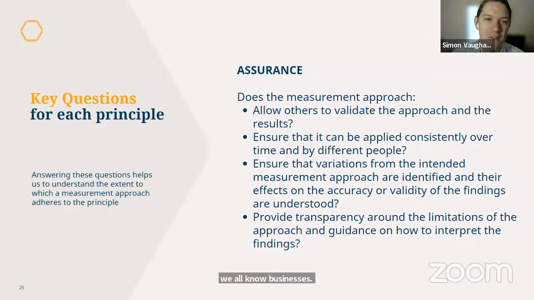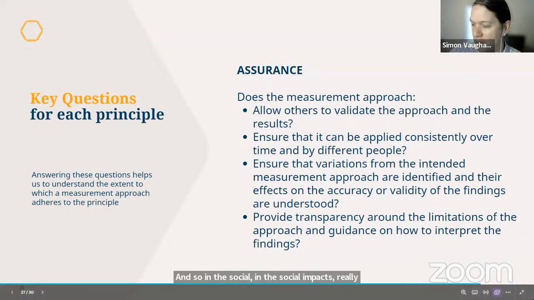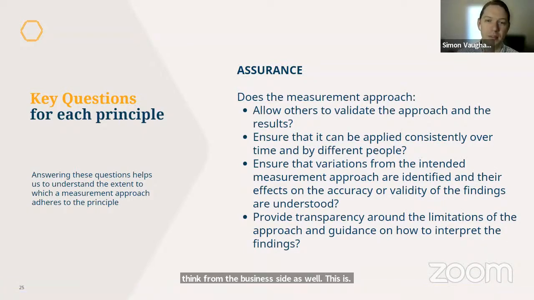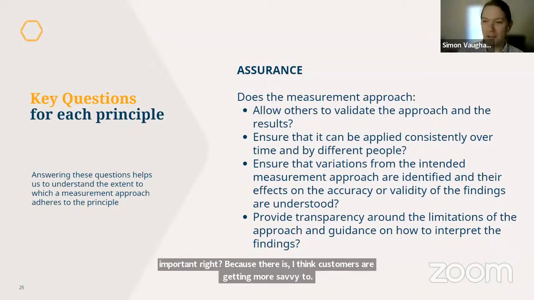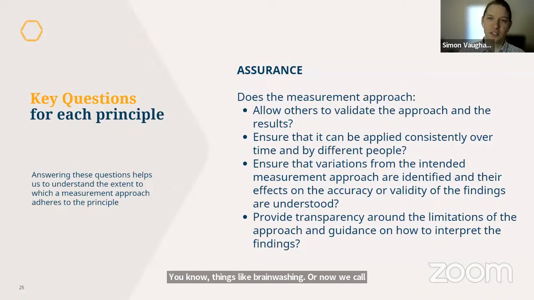So, in social impact, it's really important that things can actually be checked. And I think from the business side as well, this is becoming more important, right? Because consumers are getting more savvy to things like greenwashing, or now we call impact washing, or these ideas that people might just say something and it's not true, and then if that turns out to be the case, that can have massive harm for you.